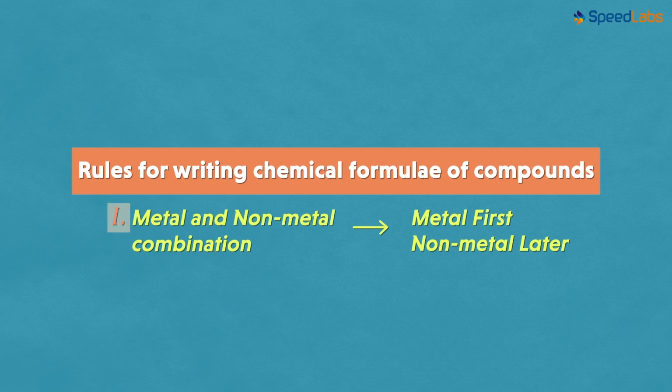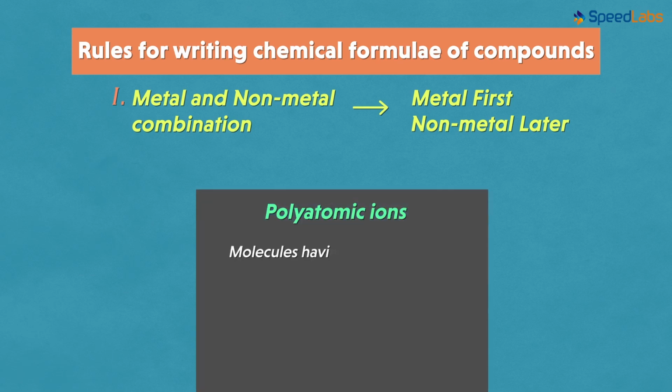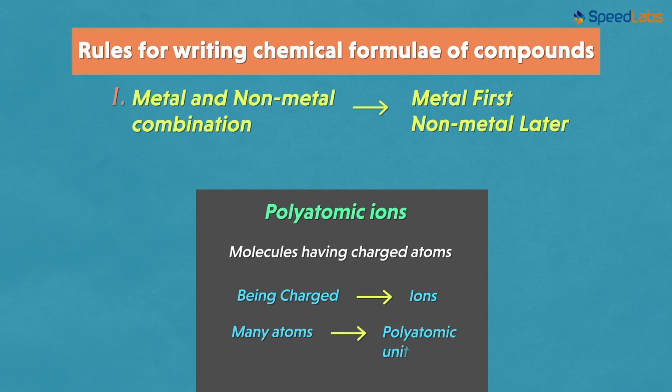Just like our first rule was meant for compounds formed with a combination of metals and non-metals, our second rule is for compounds having polyatomic ions. What are polyatomic ions, by the way? Yes, we have seen previously that polyatomic ions are the molecules having charged atoms in them. Being charged, we call them ions, and since they have multiple atoms, we refer to it as a polyatomic unit.